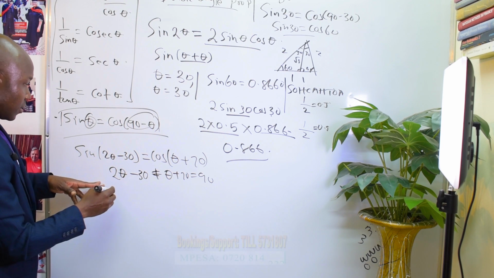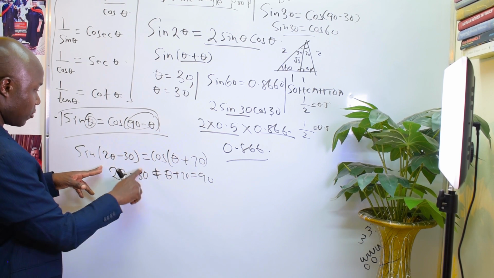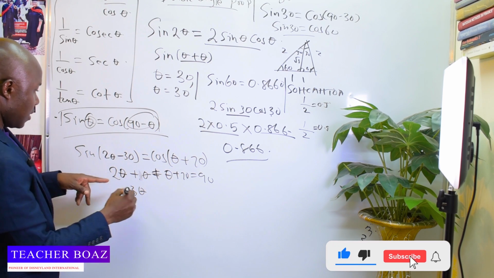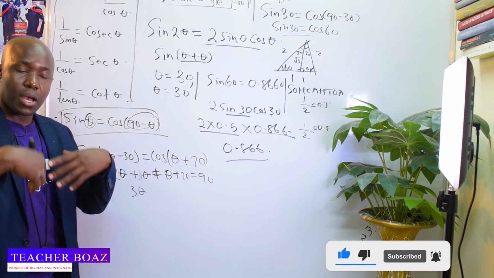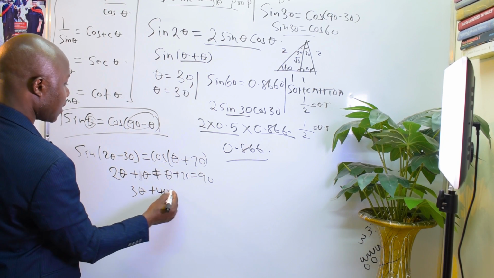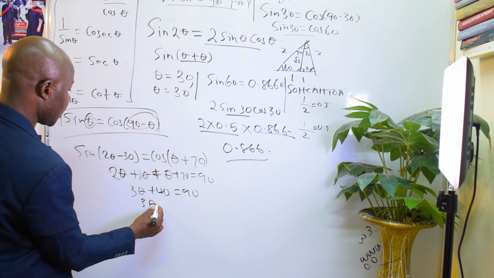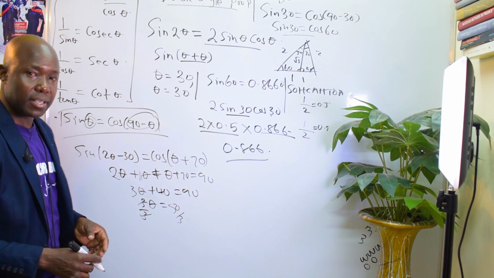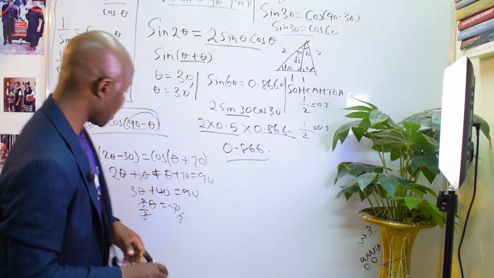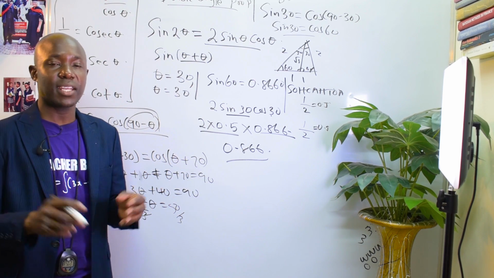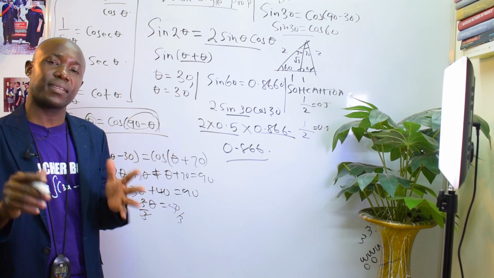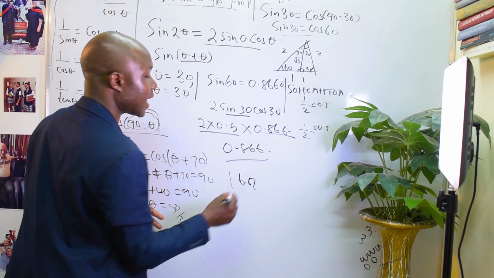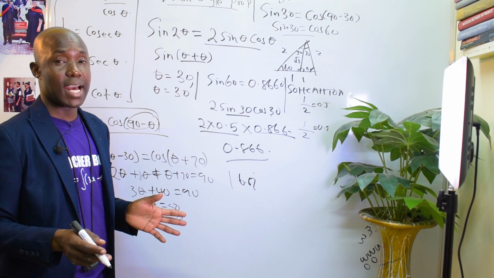So 2 theta plus theta, we get 3 theta. Minus 30 plus 70 is plus 40, which is supposed to be 90. Now 3 theta becomes 90 minus 40, which is 50. Then I divide by the coefficient of the variable theta. Then my theta becomes 50 over 3, which is 16 2/3 or 16.66666. Or we write 16.67 because it is a recurring decimal. It's not a terminating decimal, it's a recurring decimal.